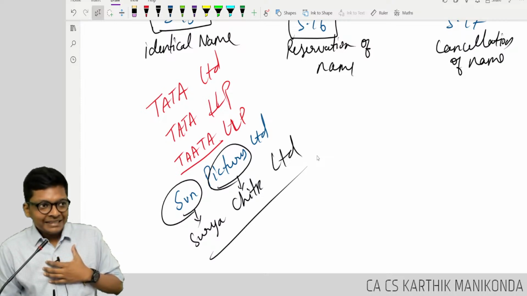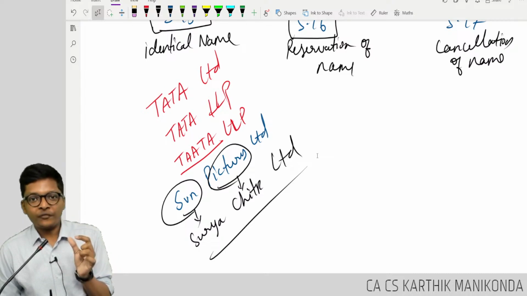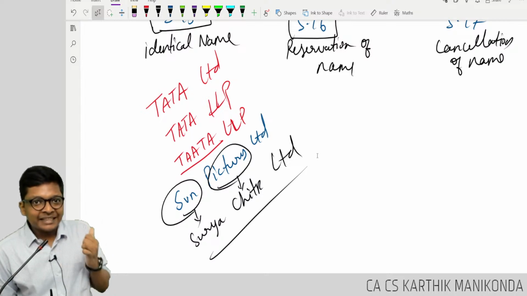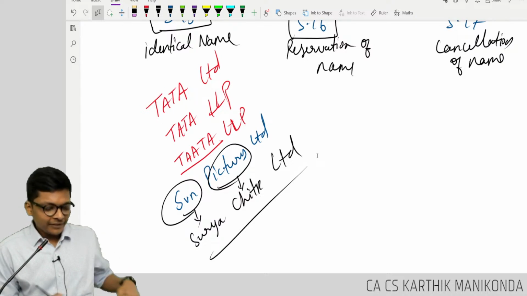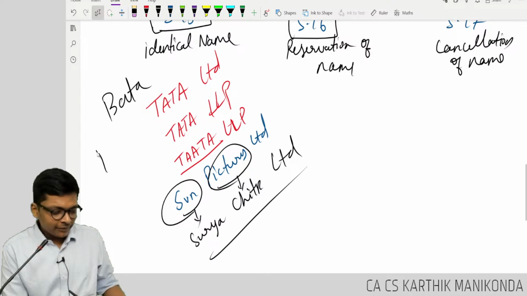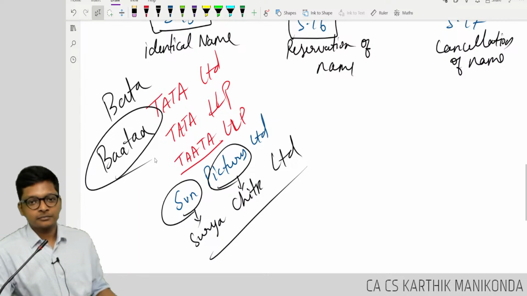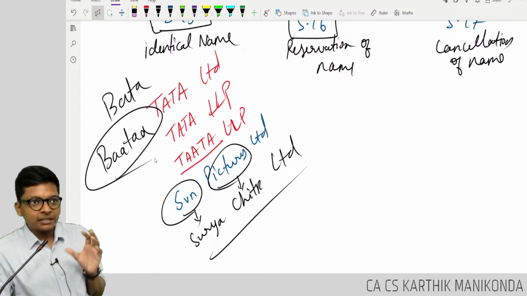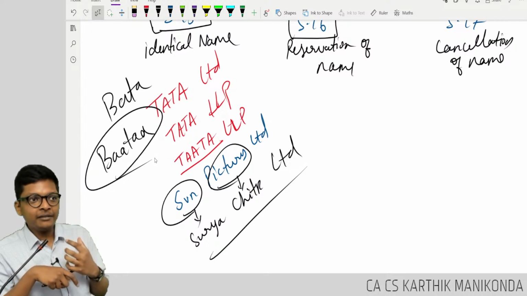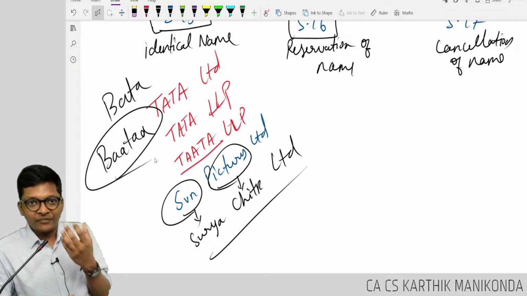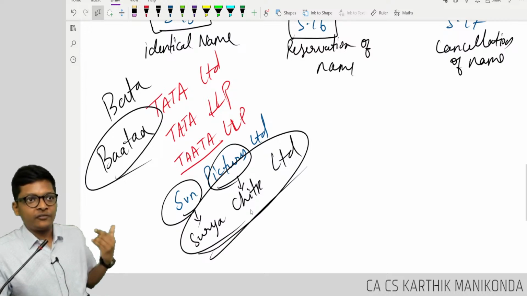Now, identical or similar means not just the spelling. It's any kind of variation which represents an existing company. Otherwise, we have Bata. I will write BAATAA and say mine is not Bata, a different Bata. So, identical name means it's not the same. It's identical or similar name, not just by spelling, but even in terms of pronunciation, in terms of representing a company. If I see Surya Chitra Limited, you may be reminded of Sun Pictures.